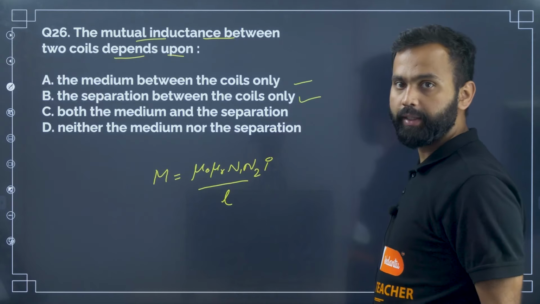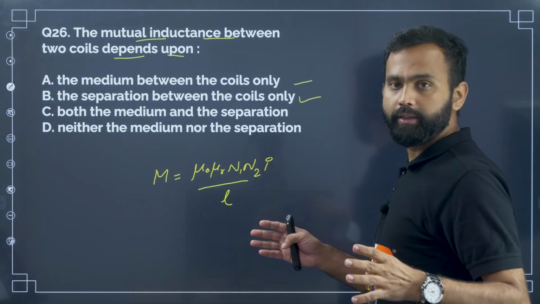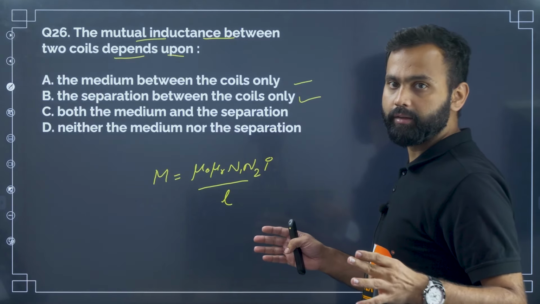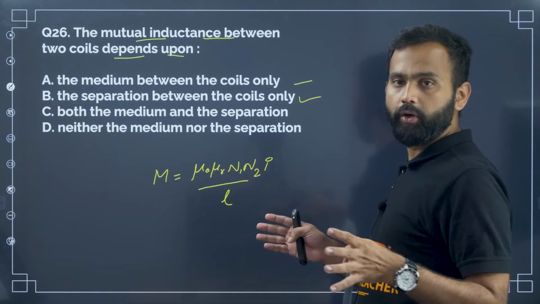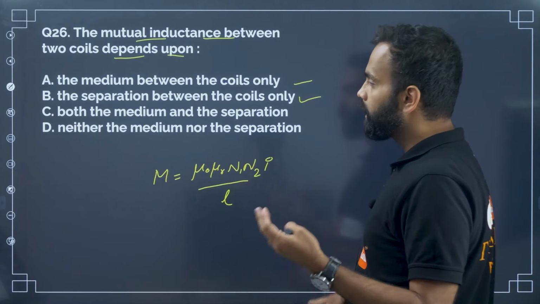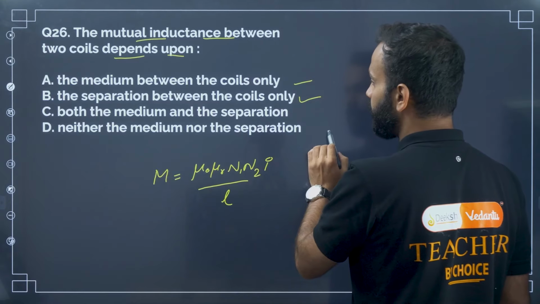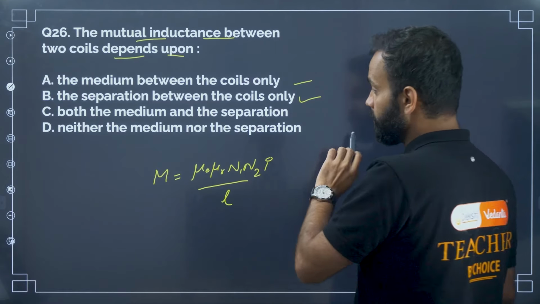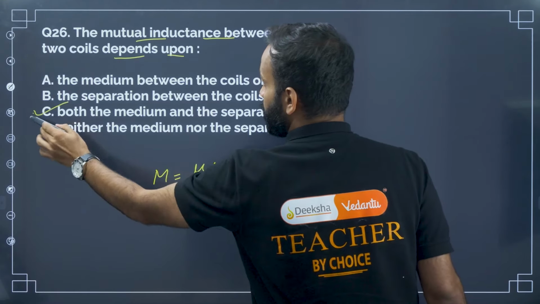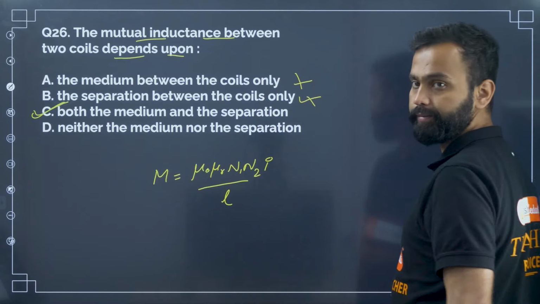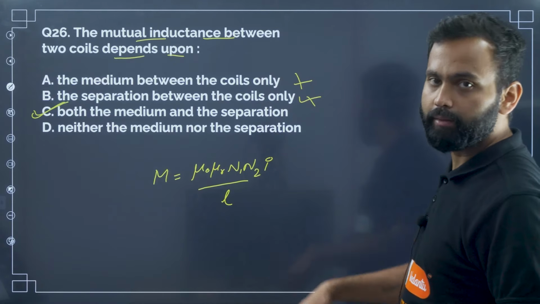This is also correct. If the separation between the coils increases, what happens? Mutual inductance decreases, right? If the separation between the coils decreases, mutual inductance increases. Yeah, this one is also correct. Option C, both the medium and separation. Yeah, the correct option is C. Not A and B, because A and B both are correct.